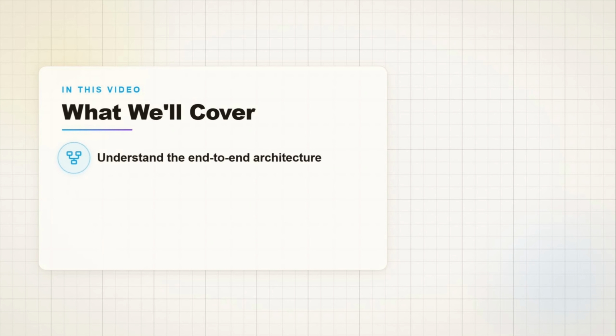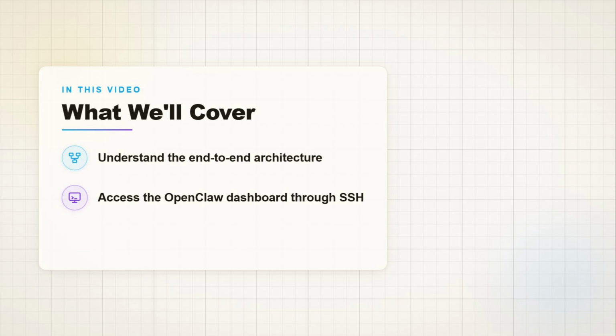Now, in this video, we are going one level deeper. We are not just running the agent now, we are going to understand how this entire system actually works behind the scenes. We will break down the architecture and try to access the OpenClaw dashboard using SSH, and then we will try to understand how policies are enforced and how outbound access is controlled. So let's get in quickly one by one.